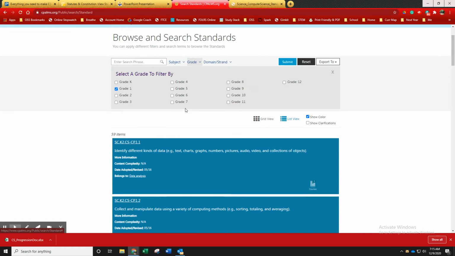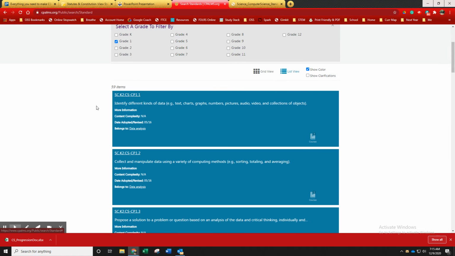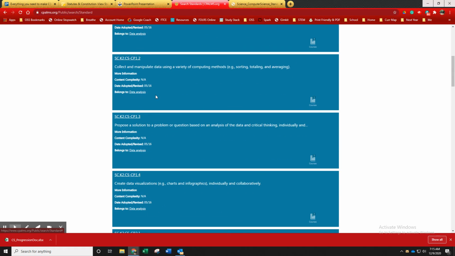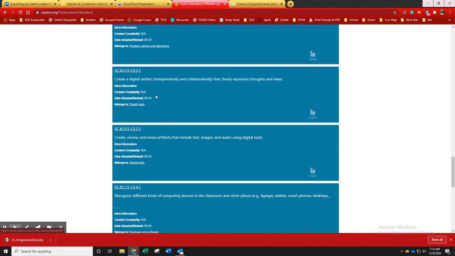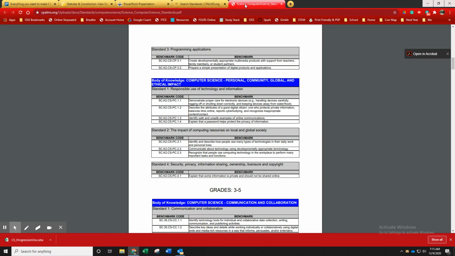But when we're renewing our STEM certification, if our teachers aren't teaching the computer science standards, which are built into their science standards, they may frown on that. So you guys are already doing these. It's just a matter of figuring out how they're labeled.